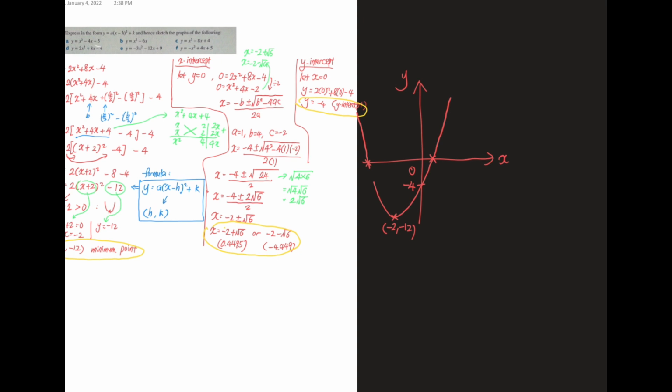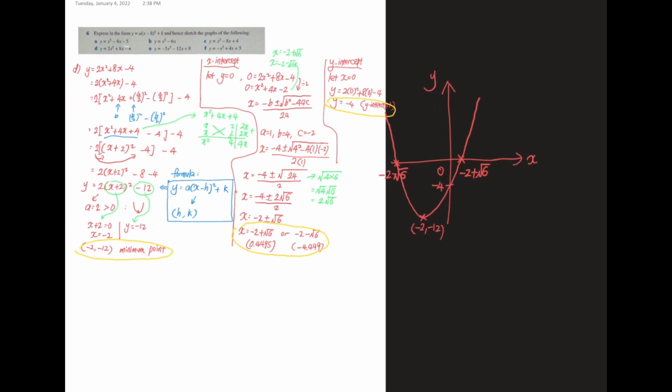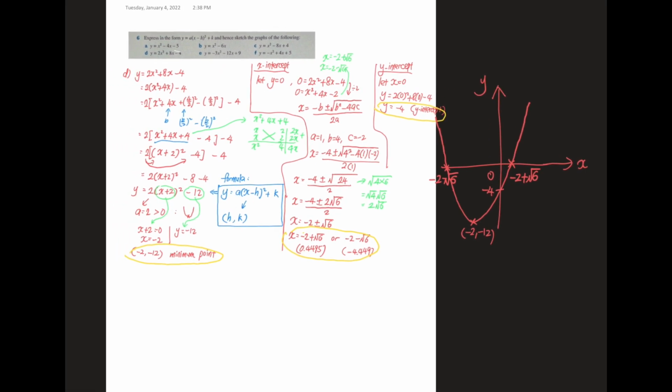Okay, now to change it to surd form, we just write this one for the negative value, minus 2 minus √6, and minus 2 plus √6. Okay, so that will be the answer then. Now let's move on.